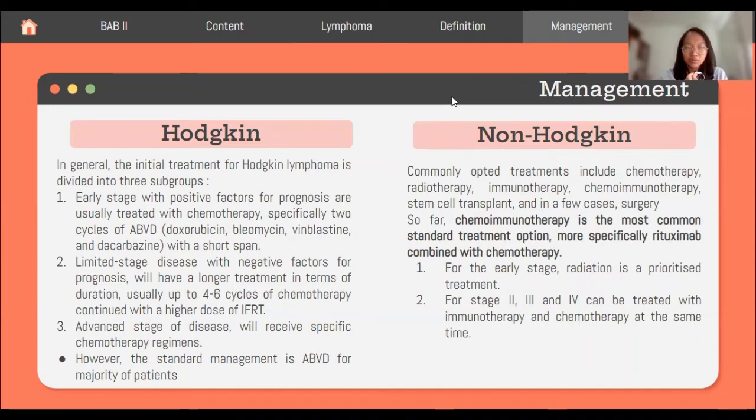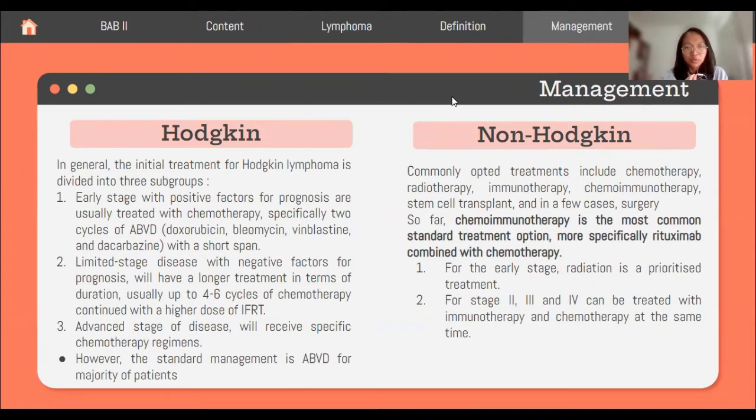Meanwhile, patients in the third subgroup, the advanced stage of this disease, will receive specific chemotherapy regimens. These regimens are determined by the International Prognostic Score, or IPS. For some cases, an escalated dose of BEACOPP, or bleomycin, etoposide, doxorubicin hydrochloride or Adriamycin, cyclophosphamide, vincristine sulfate or Oncovin, prednisolone, and procarbazine, will be implemented in the patient's regimen. However, the standard management is ABVD for the majority of patients.